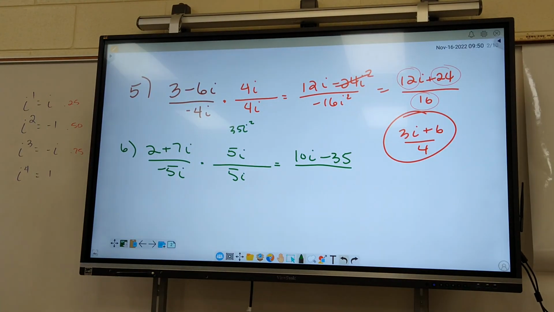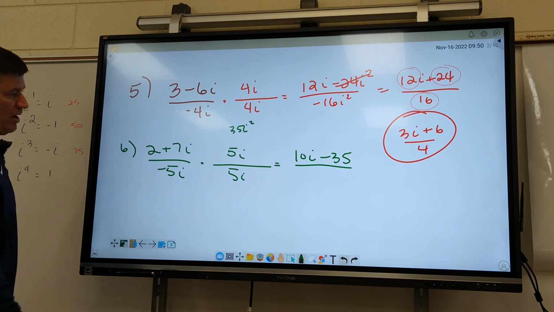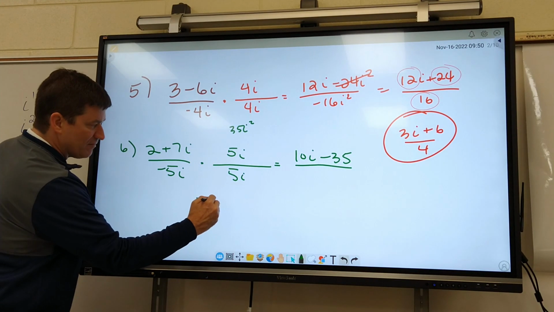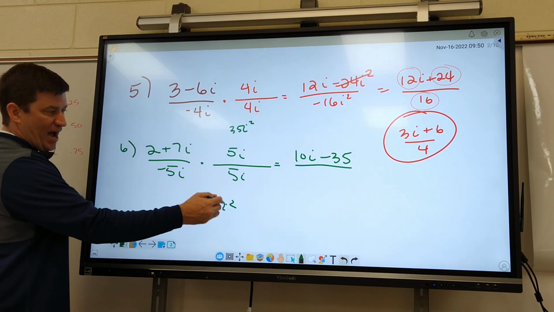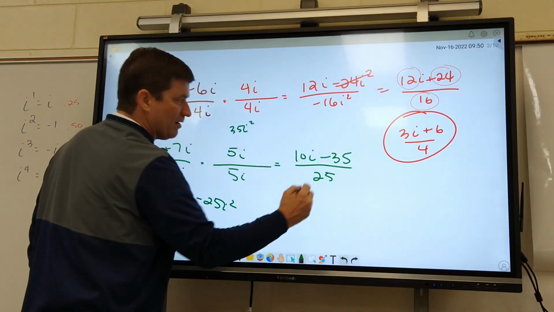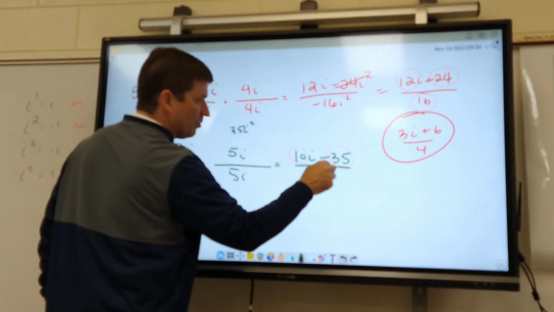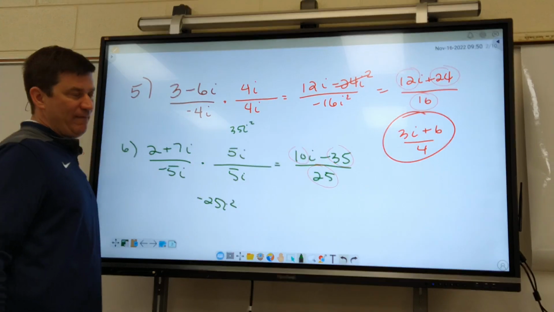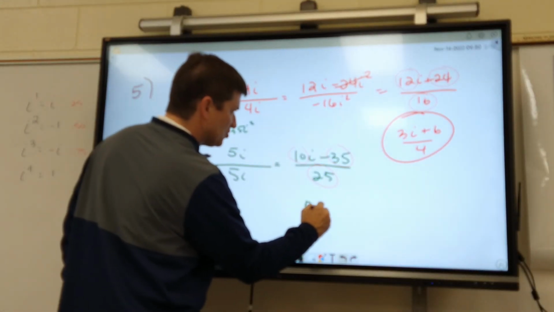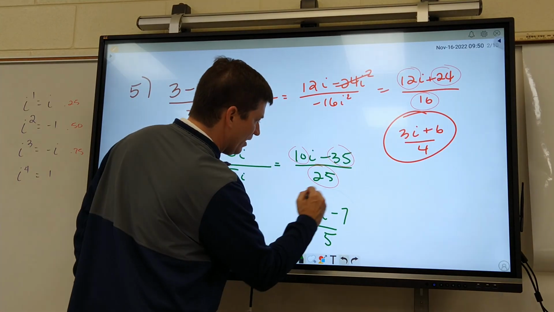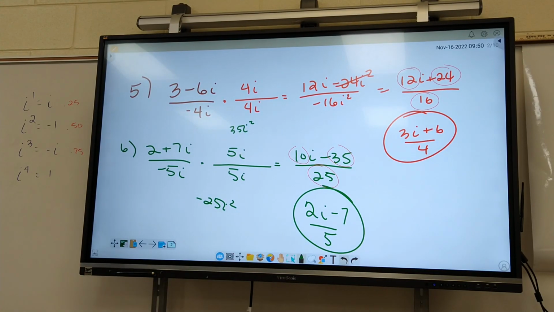I would get so confused by that. Well, you don't have to skip a step. Do what you need to do. All right, the bottom, Ariana, I know that's going to be negative 25i squared, so I know the i squared is going to make that positive 25. Hope, we're good? Now, again, check your 3 numbers. Divide them all by what? Good. So I got 2i minus 7 over 5. All right, I think those are like the easiest ones you could have.